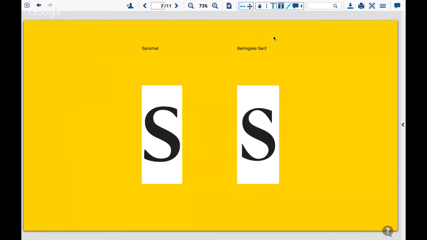Fascinating. Oh, ooh, look at those. Look at the Berlingske S. I love it. I absolutely love it. I love sharp. You like the sharpiness? Yeah, sharp little beaks so much. God, I love it. Oh, it's delicious. Okay. But Sanomat, that's interesting too.